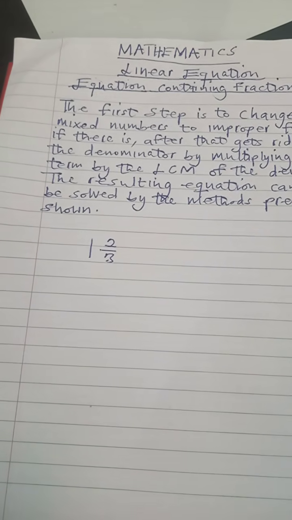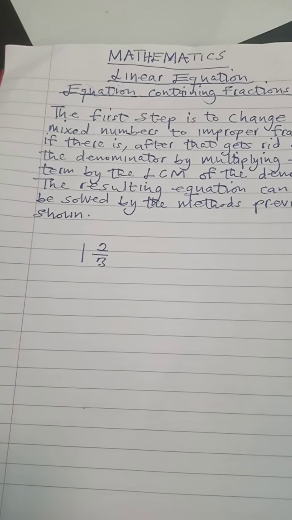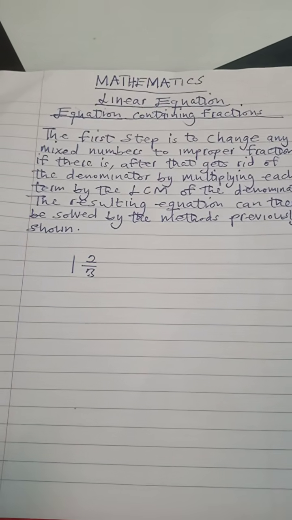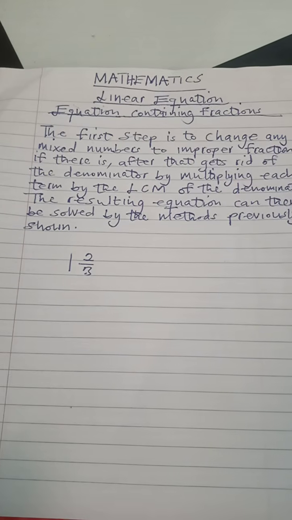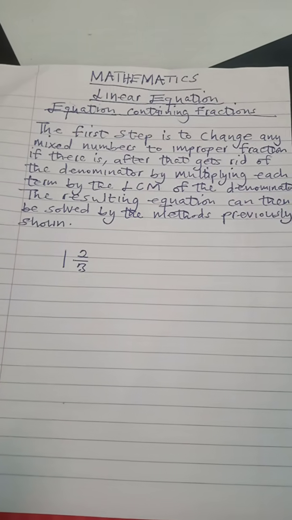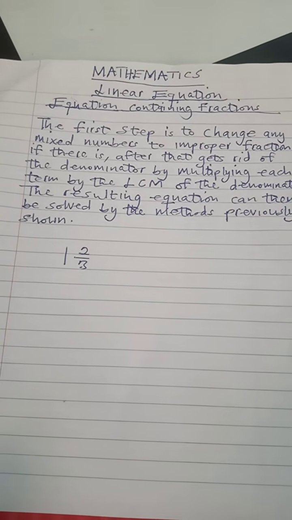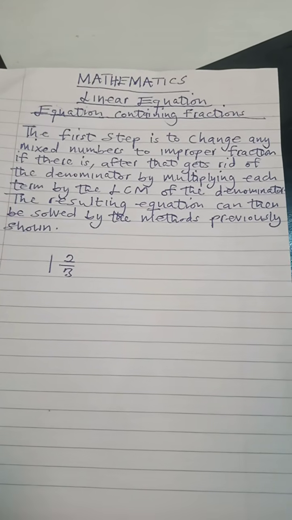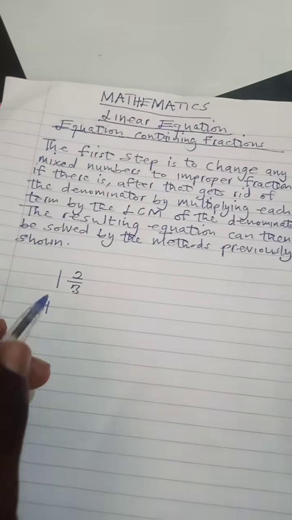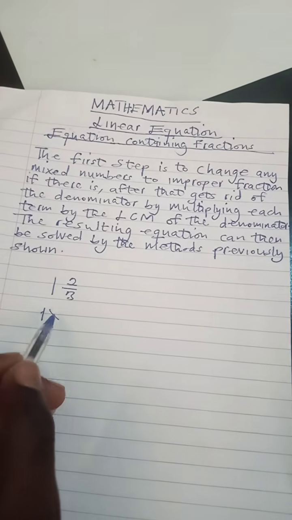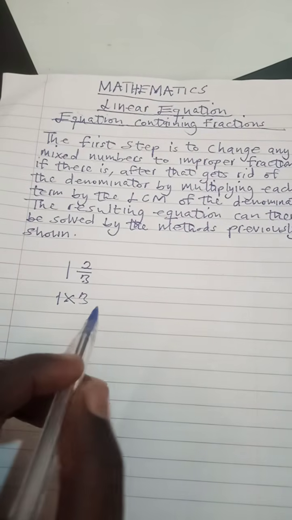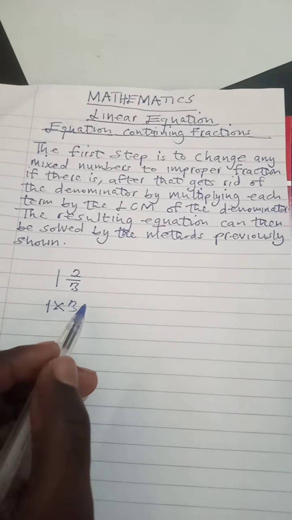Yes, so I have one whole number 2/3. That is an example of mixed fraction. So now I'm going to change it to improper fraction. One whole number 2/3. So first, you multiply the 1 by 3. Then you add the 2 to it.